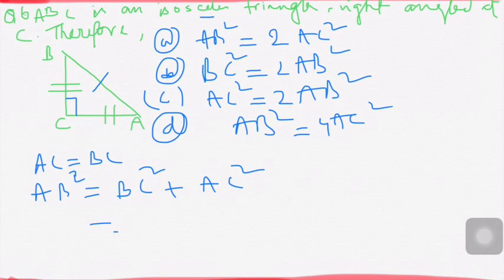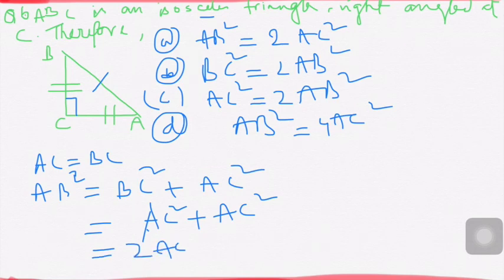Hence we can convert this into AC square plus AC square, which we can write as 2AC square. So we have got this as an answer. However, let us see the other options.